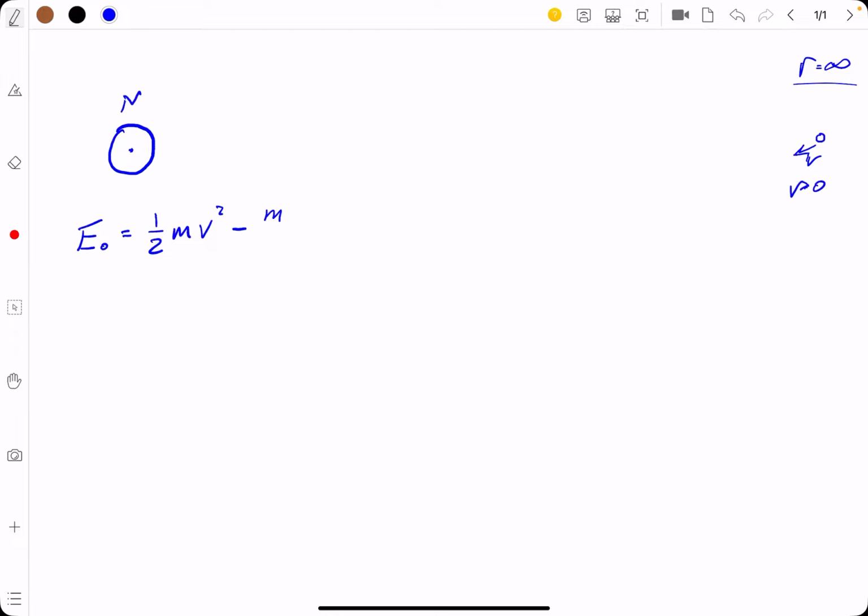Here's big M. This is little m. Big M over R naught times G. And this is going to equal our KE final plus our potential energy final. All right, but let's just talk about these guys a little bit initially.